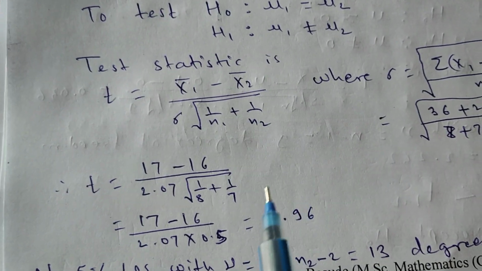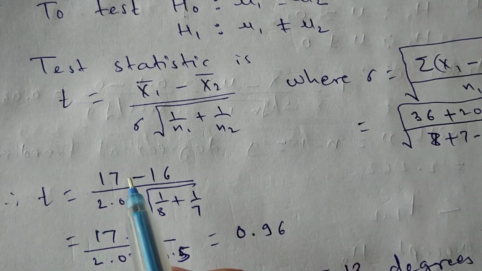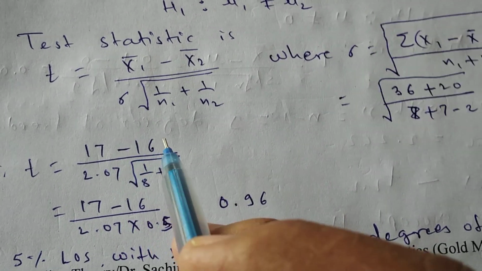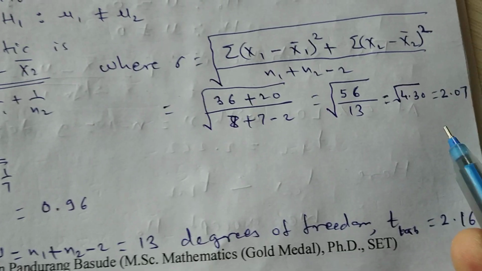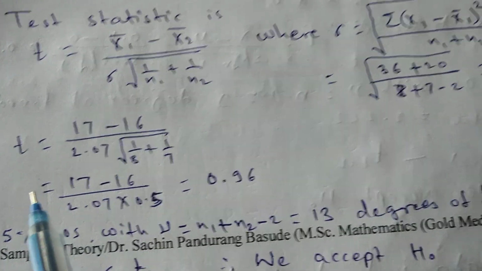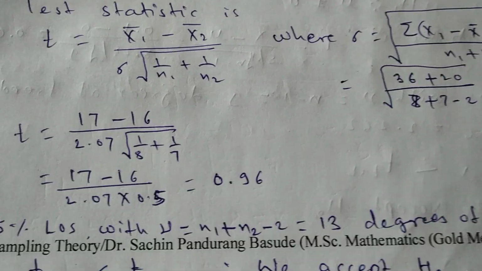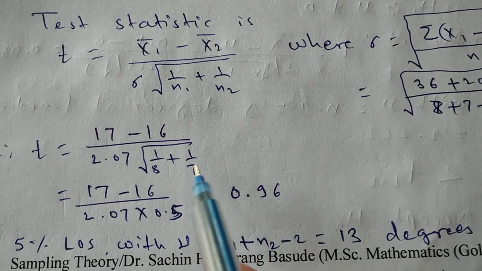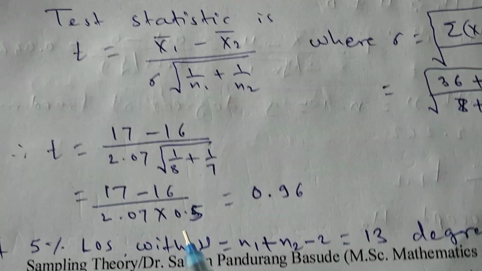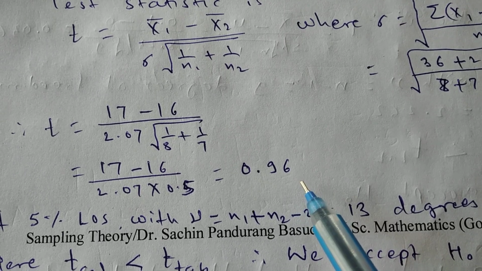So 36 plus 20 divided by 8 plus 7 minus 2, which is 2.07. So the calculated value of t equal to x1 bar 17 minus x2 bar 16 divided by sigma 2.07 into under root of 1 by 8 plus 1 by 7, which is 0.5, and its value is 0.96.